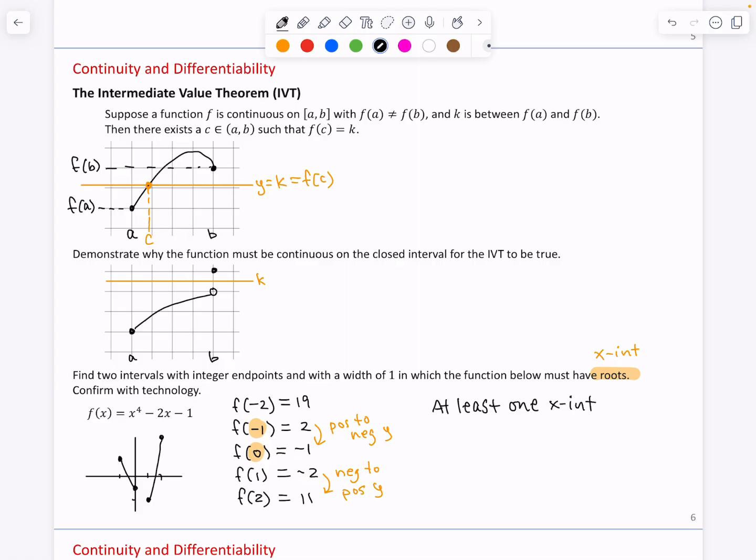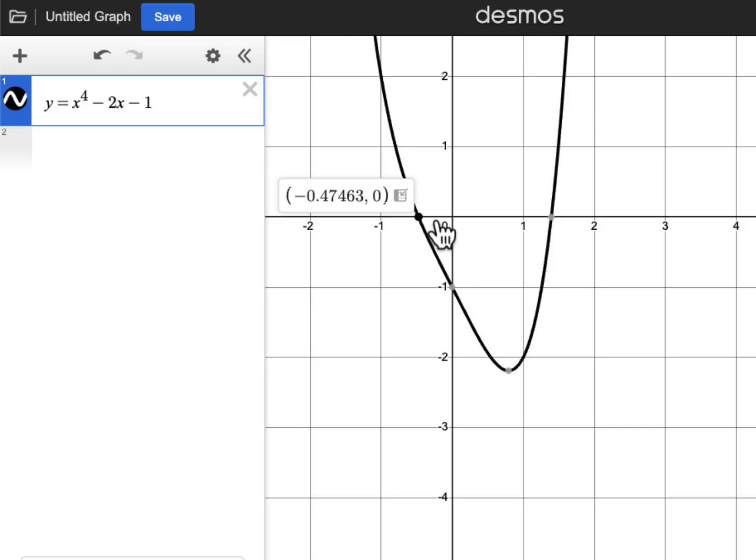So we know there's at least one x-intercept in the interval from x equals negative 1 to 0, and there's at least one x-intercept in the interval from x equals 1 to 2. Now, a fourth-degree polynomial may have up to 4 x-intercepts. And when I graph the function with technology, we see that in the end there are only 2 x-intercepts, and the first one is in fact between negative 1 and 0, and the second one is in fact between 1 and 2.